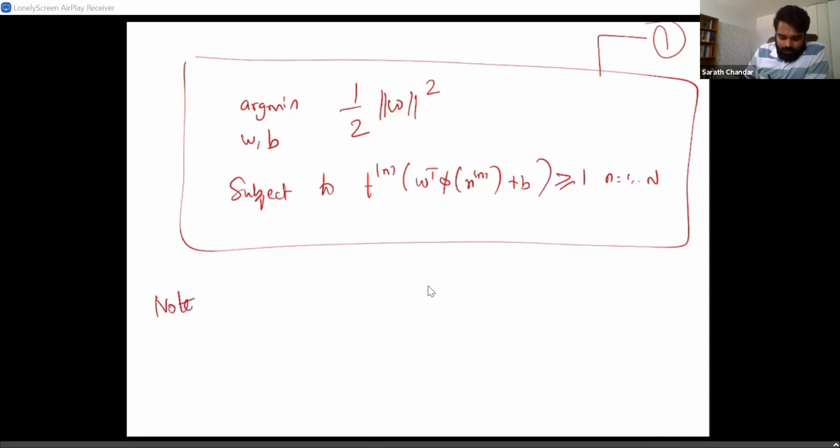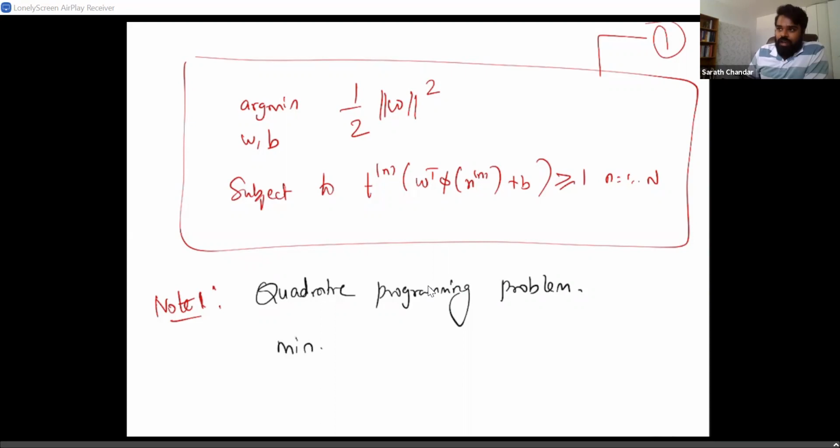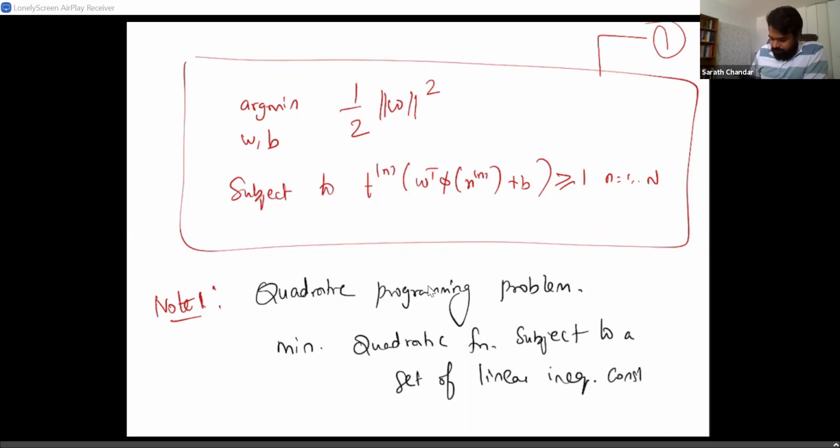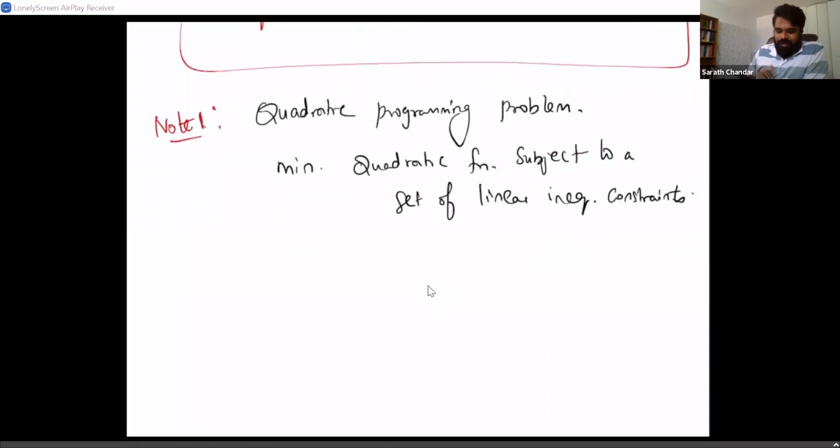Now note 1: we have a couple of points here. This is actually a quadratic programming problem. Why? Because we want to minimize a quadratic function subject to a set of linear inequality constraints. So this is a special case of convex programming, and we have a unique solution for this problem.